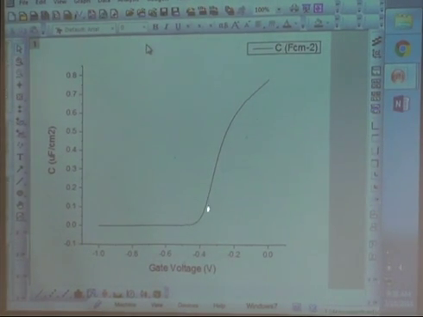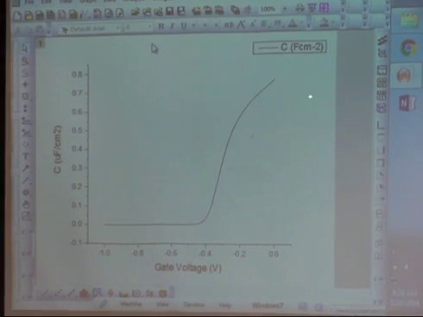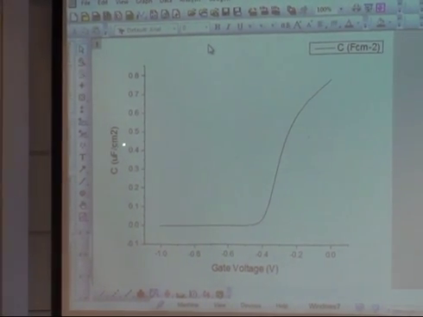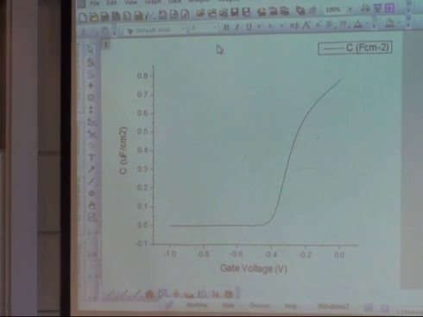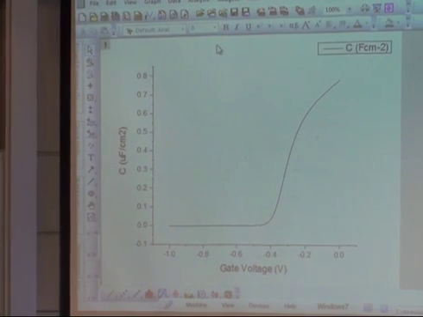What it's showing here, when you do a measurement, is exactly what you see most of the time if you made the device correctly. I'll say that my pinch-off voltage for this device is -0.4 volts. That's the pinch-off voltage here, and then the capacitance is about 0.5, 0.6, or 0.7 microfarad per centimeter squared.